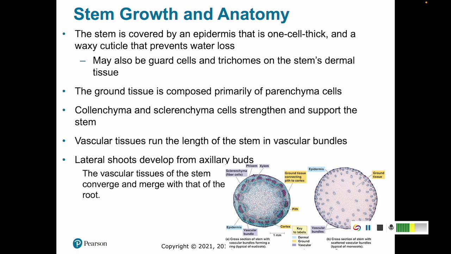The stem is also covered by an epidermis, and it is 1 cell thick. It also has a waxy cuticle to prevent water loss. There may also be guard cells and trichomes on the stem's dermal tissue. The ground tissue will be mainly parenchyma cells, and the collenchyma and sclerenchyma cells will be strengthening and supporting the stem. The vascular tissues are running the length of the stem in vascular bundles, and lateral shoots develop from axillary buds. The vascular tissue of the stem will converge and merge with the root.